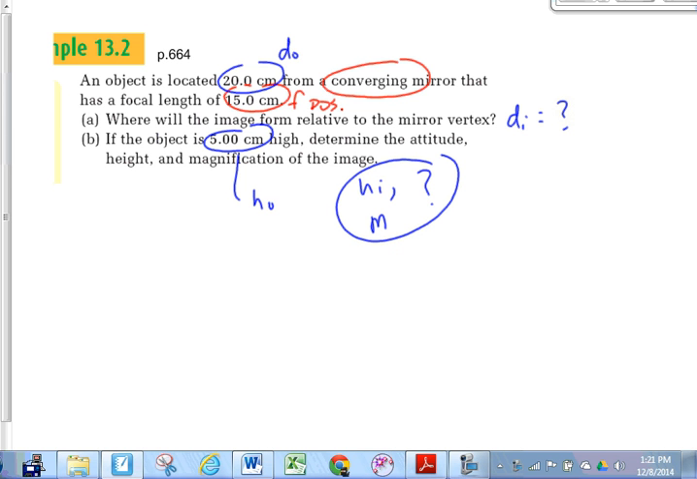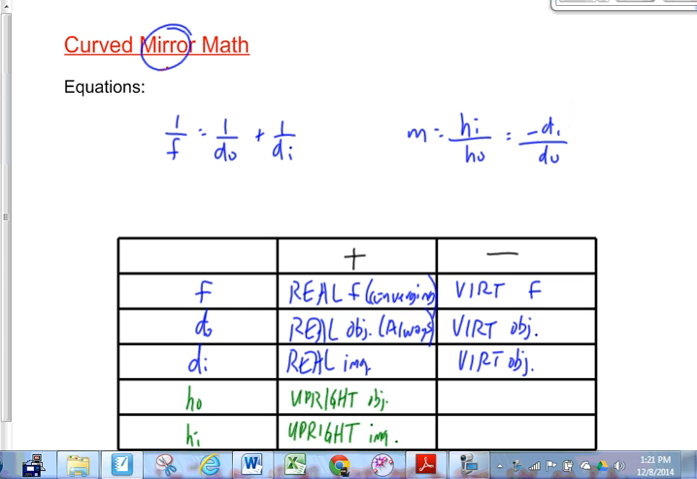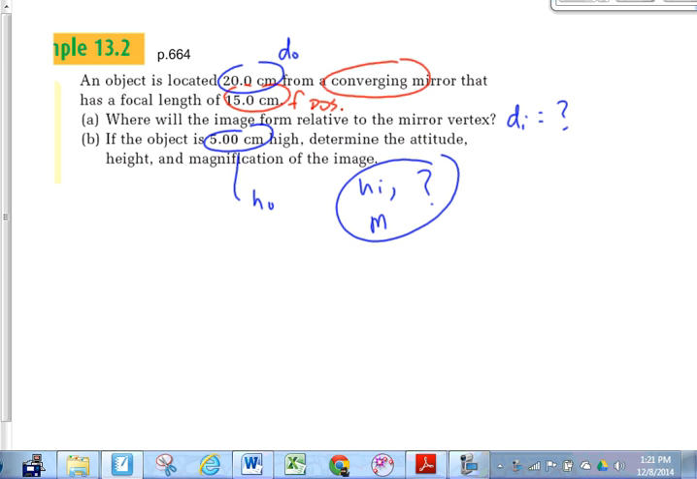You've got two things you can start with here. 1 over F equals 1 over DO plus 1 over DI. M is equal to HI over HO, which equals negative DI over DO. Cassie, which one do you want to start with here? Okay, 1 over F. Doesn't matter, right? Pick one. If it doesn't work for you, try the other one. So let's say 1 over F equals 1 over DO plus 1 over DI. We've got F, so let's say 1 over 15 equals 1 over 20 plus 1 over DI. That seems to work because there's only one unknown there.